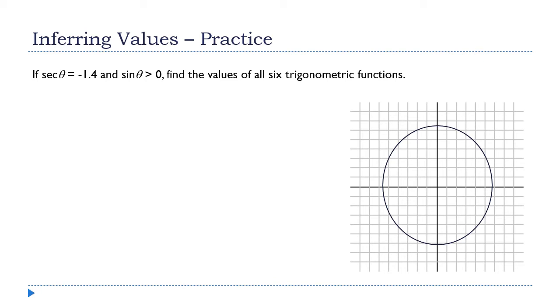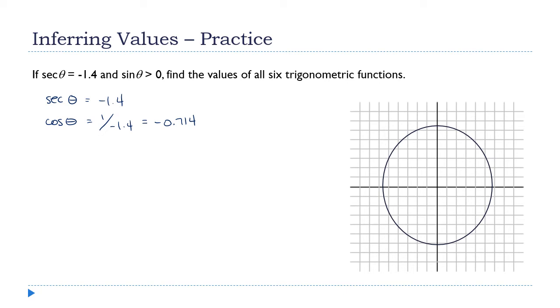All right, so I'm starting off with secant theta is negative 1.4. We'll do the easy one first. Secant is 1 over the cosine, which means the cosine of theta is 1 over negative 1.4, which is negative 0.714. All right. So now that's the one that I'm going to play off of to find my other values.